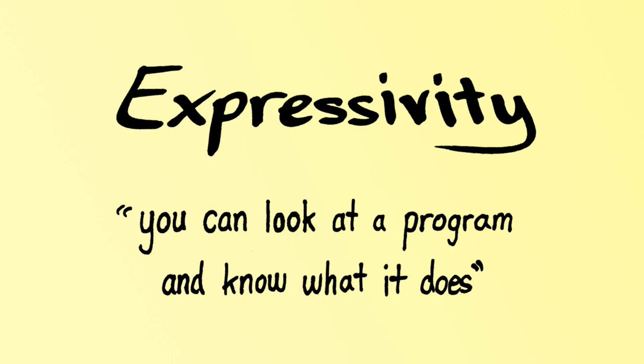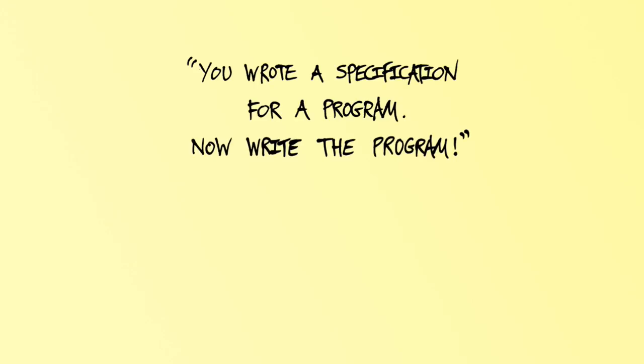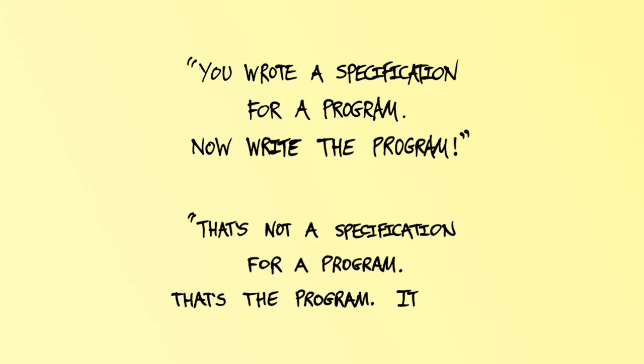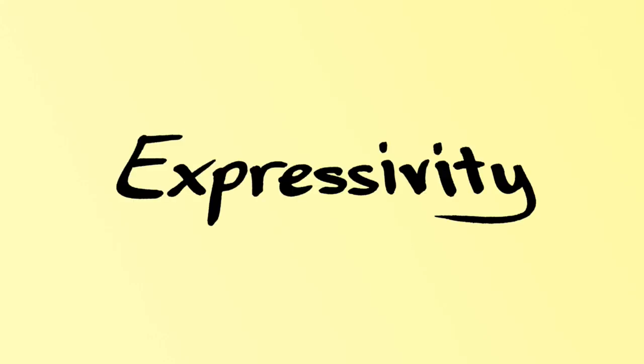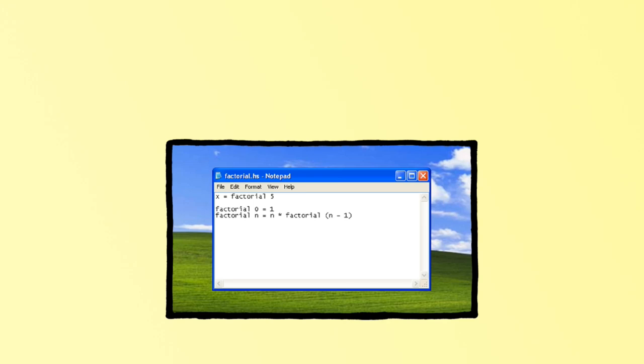A specification for a program is a description of how a program works, but not in enough detail to run on a computer. There's stories where a guy will write a program in Haskell, and then the boss will say, "You wrote the specification for a program? No, write the program." And then the programmer guy says, "That's not a specification for a program, that's the program, it runs." Expressivity is more often than not an emergent property and a major advantage of, surprise, the functional programming paradigm. Let's actually step through this.